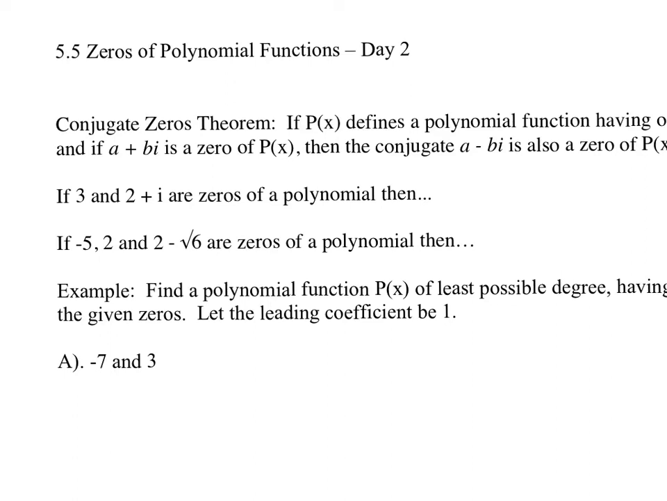So the first thing we talk about is conjugates. A conjugate means that you switch the sign. So if we look at this 2 plus i, the conjugate is 2 minus i. So that means that the zeros are 3, 2 plus i, and 2 minus i.